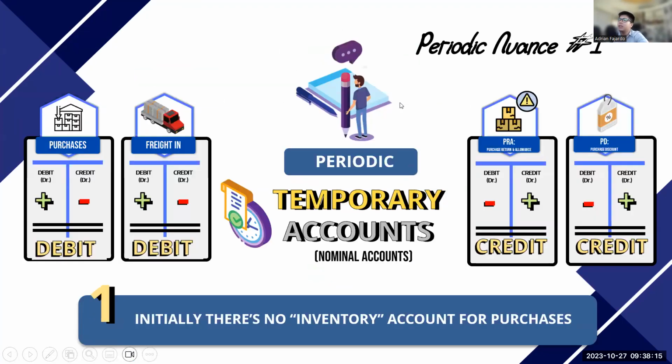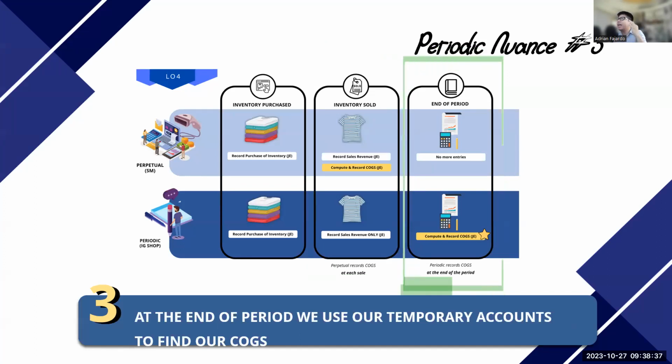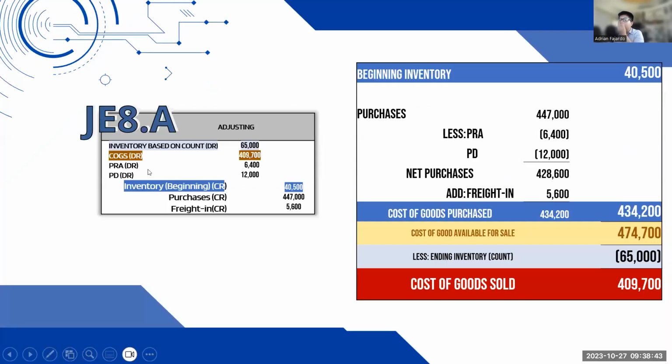So, in summary, ano lang yung differences ng periodic and perpetual? Tatlo lang. Initially, there's no inventory account for purchases, so iibahin mo lang yung pangalan under the purchase cycle. For the sales cycle, we do not compute COGS every time we have a sale. So, mas onti yung journal entries sa periodic. And then finally, at the end of the period, we use our temporary accounts to find our cost of goods sold, which is basically this.